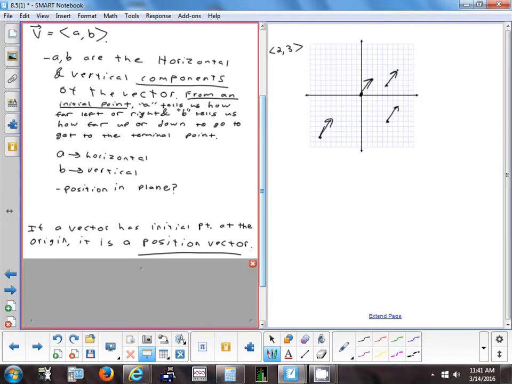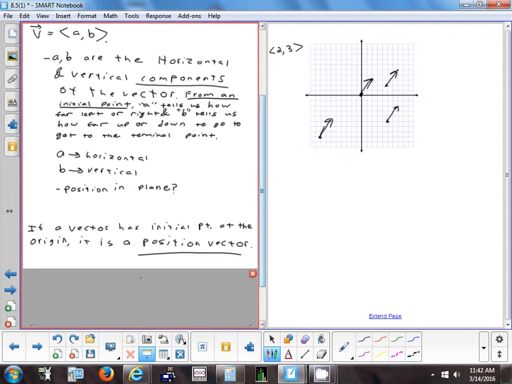Okay, so if you do start your vector at the origin, that's called a position vector. It makes it easier to work with because the initial point is 0, 0. Just arithmetic-wise, things work out easier.